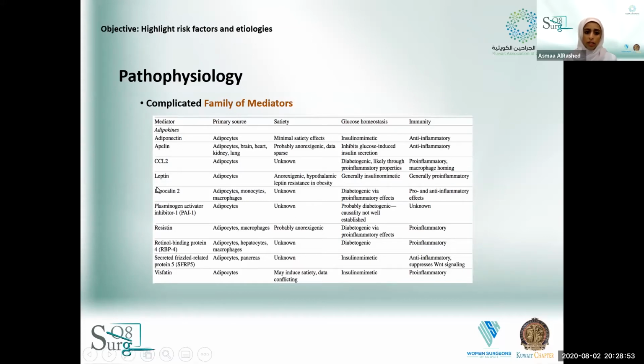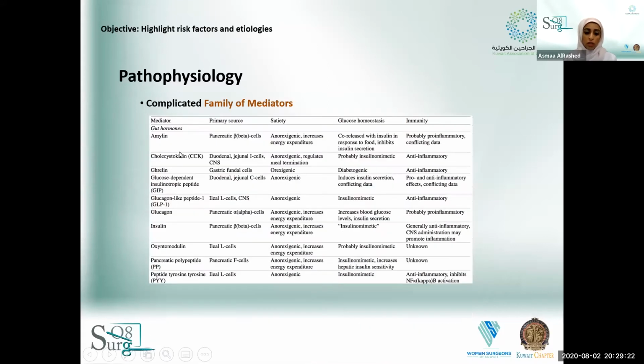And if you look here, you have adipokines, which come mainly from the fat cells, the adipocytes in the body, and leptin is one of these mediators. So leptin actually induces satiety, right? It makes you full, does not make you want to eat. But generally it's also a pro-inflammatory marker.